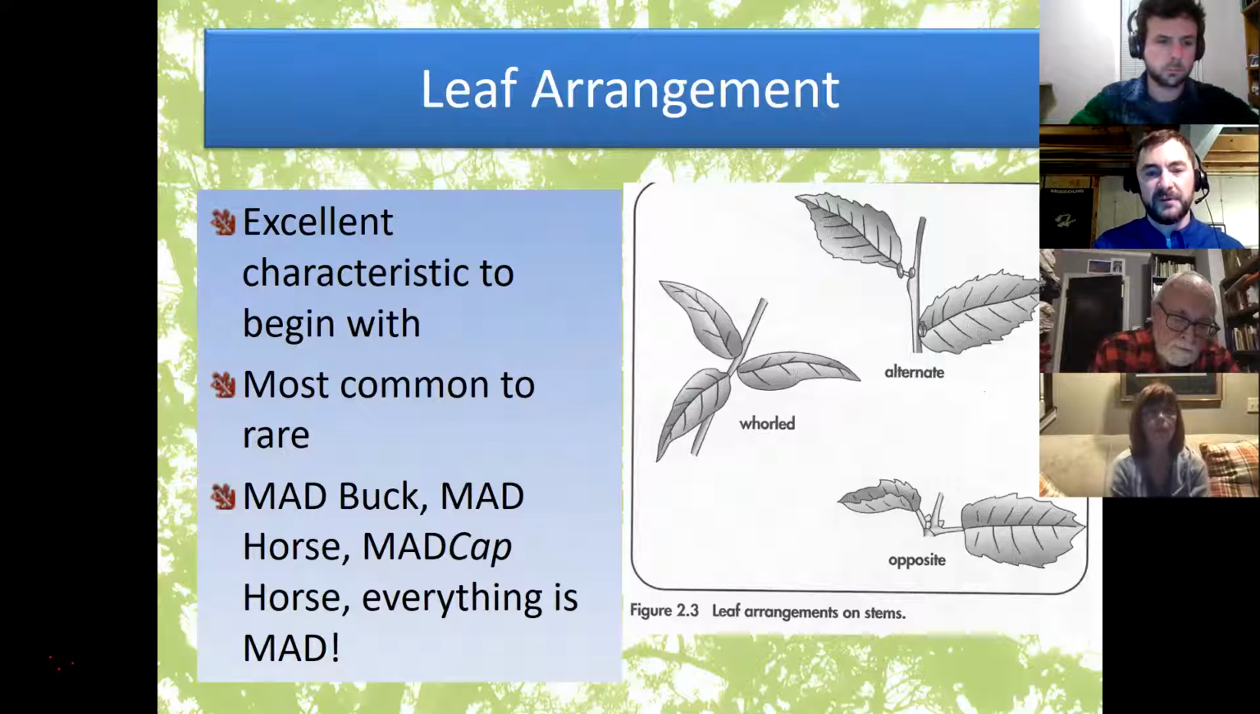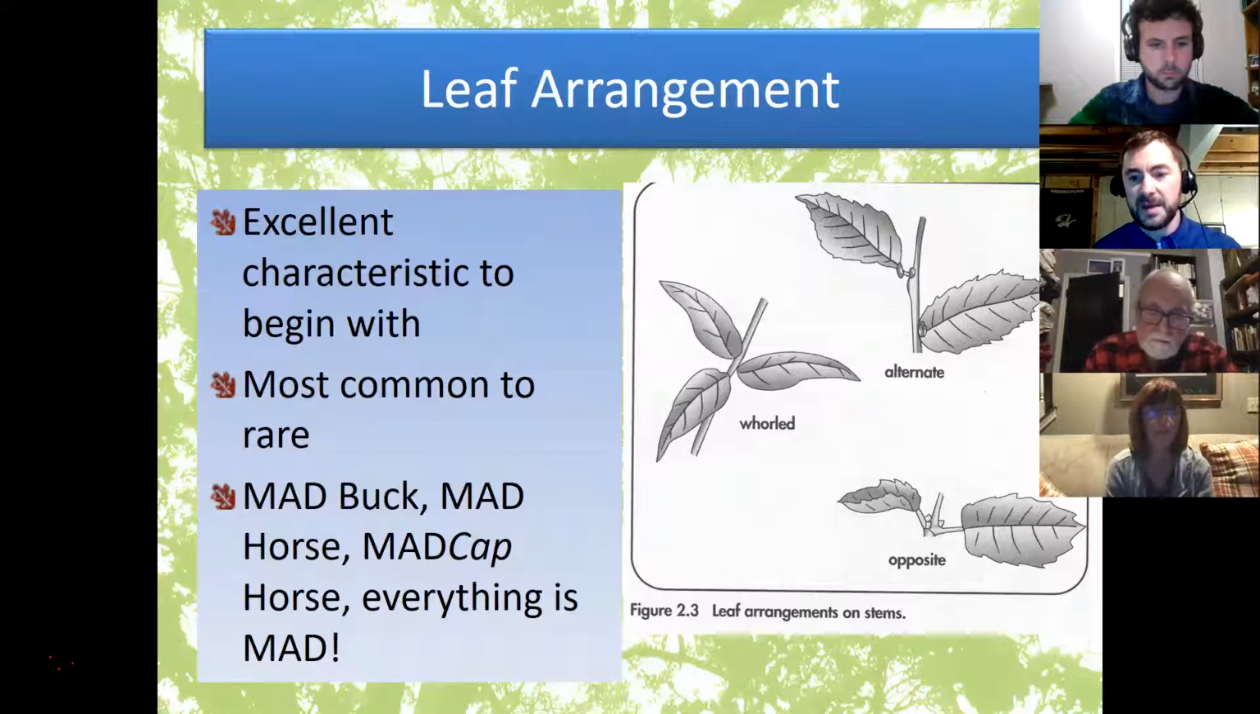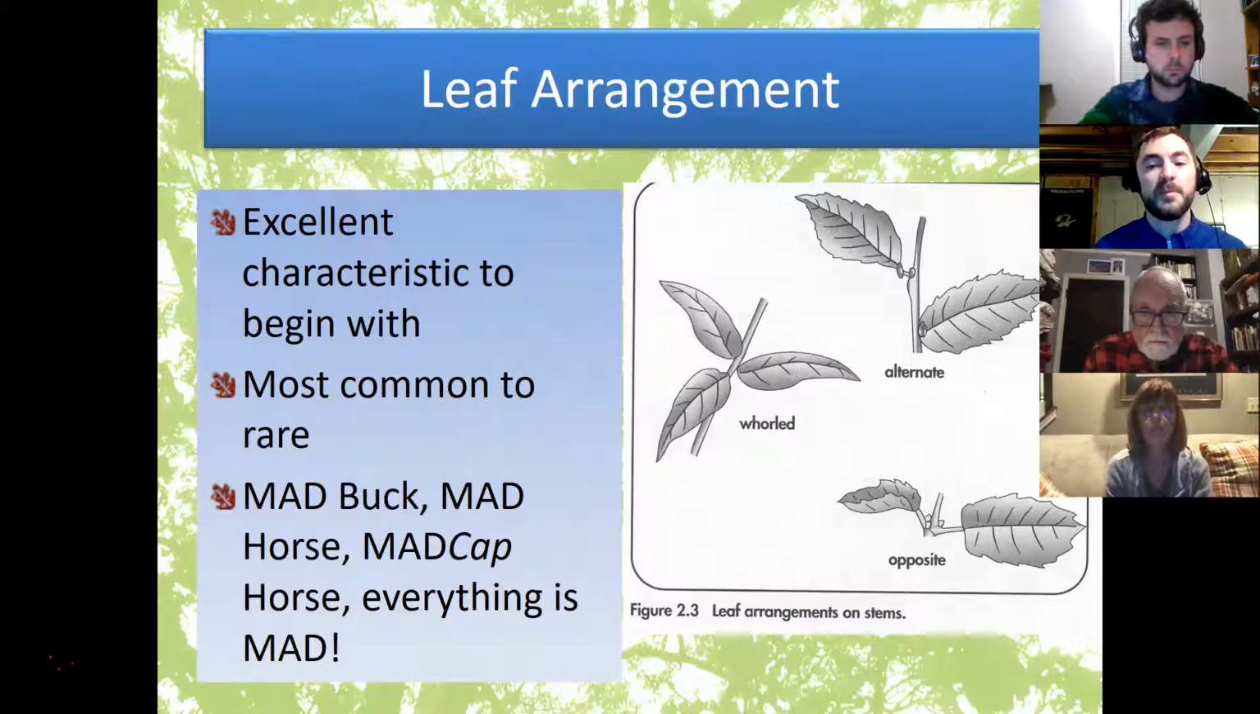If you leave here with nothing else other than understanding some of the key morphological things to look at, it's leaf arrangement. This is where you really start. This is pretty awesome, because this can really make sense of things for you. If you can combine leaf shape and leaf arrangement, you can really narrow things down.